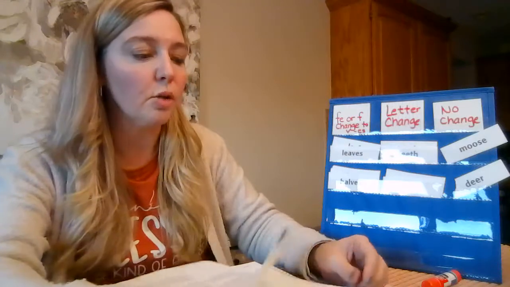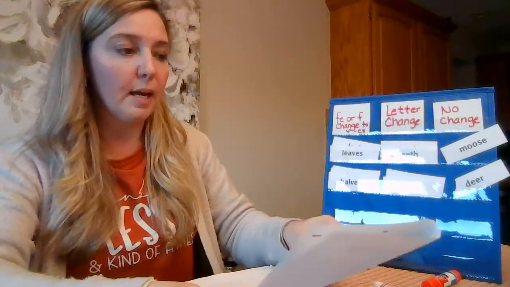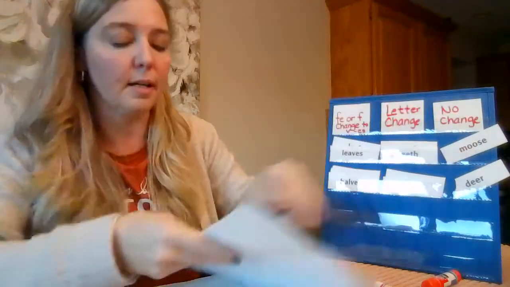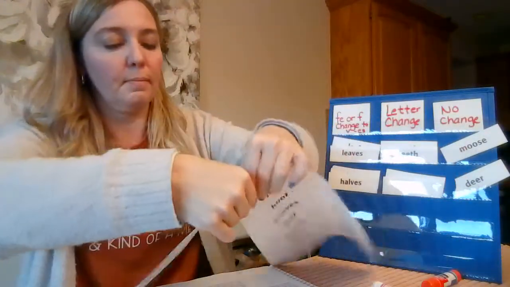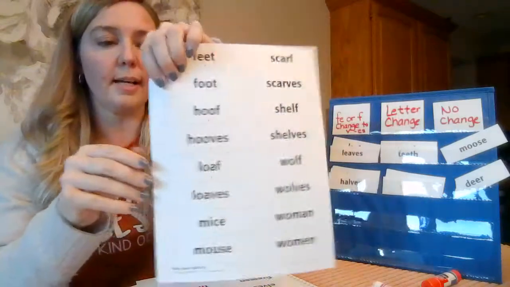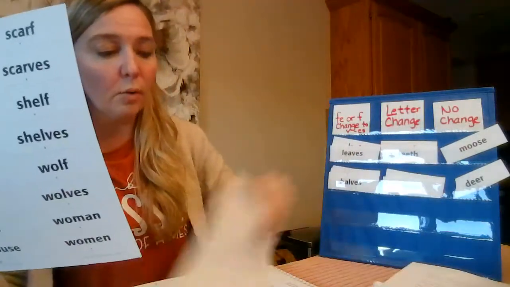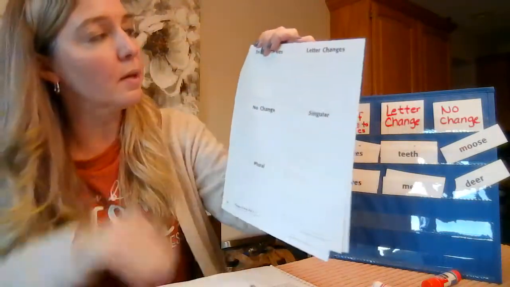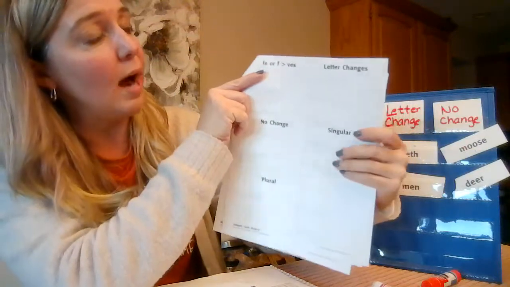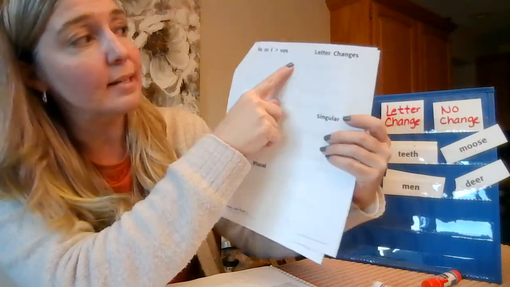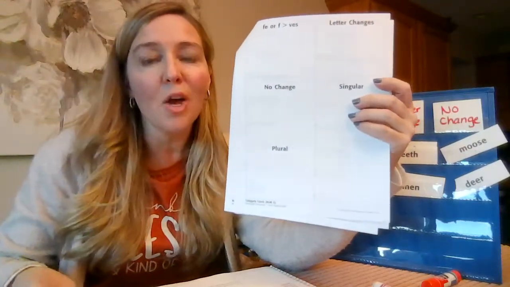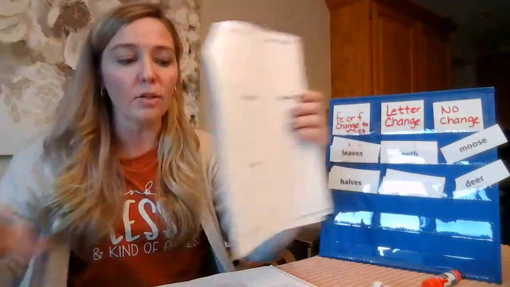So what you're going to do is complete in your packet, you are going to carefully rip out sheet 4, which starts with the word feet. Carefully rip that out. You are going to cut around the outside, and you are going to sort where the plural and singular words go in the F, E, or F drop and add VES, letter change, or no change at all. When you are done, go ahead and write down your answers in your notebook.